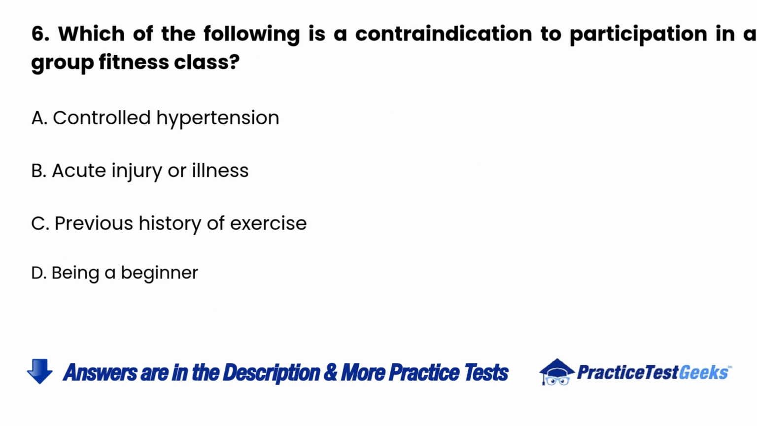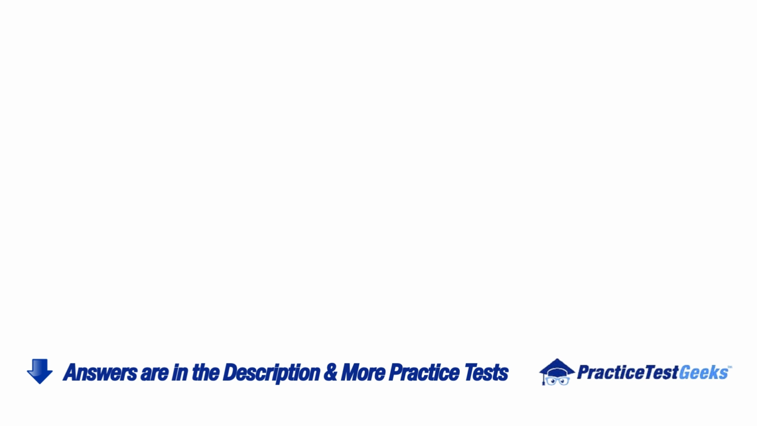6. Which of the following is a contraindication to participation in a group fitness class? A. Controlled hypertension. B. Acute injury or illness. C. Previous history of exercise. D. Being a beginner.